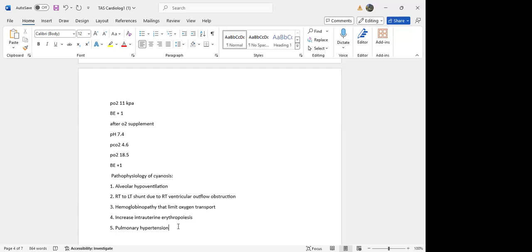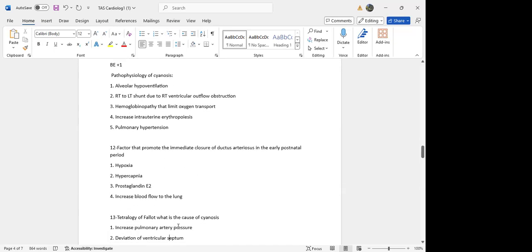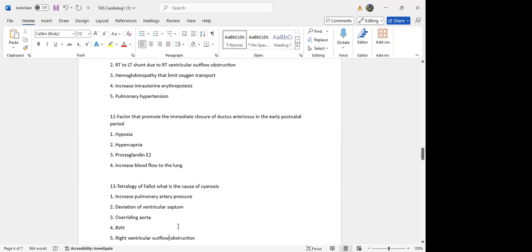The more anemic the child is, as in the example we took of hemoglobin 10, cyanosis appeared only when saturation fell to 50%. I think you can recall that example. So the answer here is polycythemia. Why polycythemia? Because of increased intrauterine erythropoiesis.